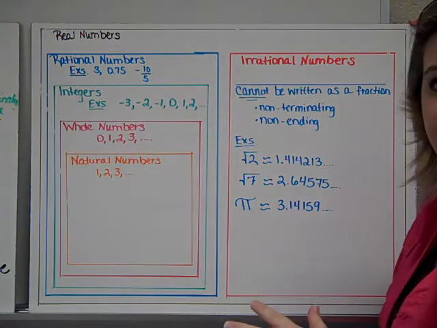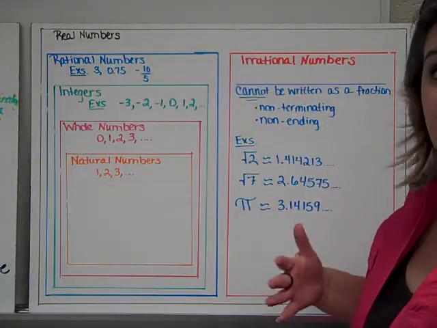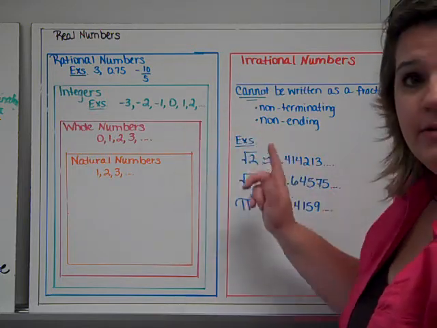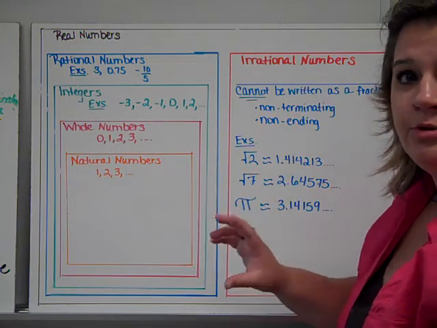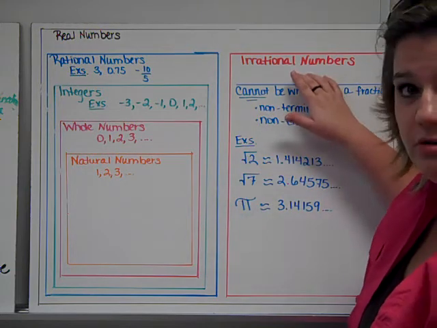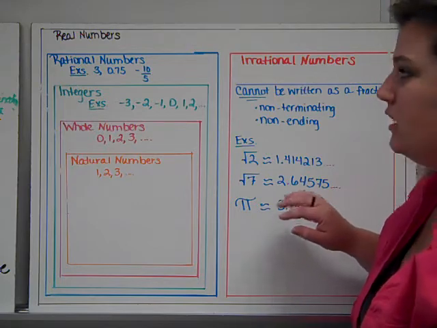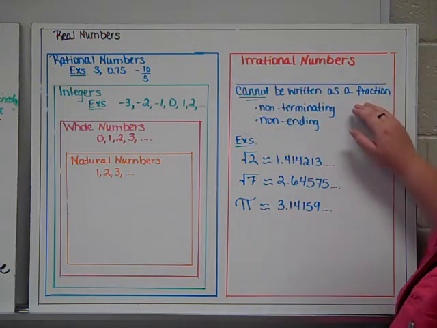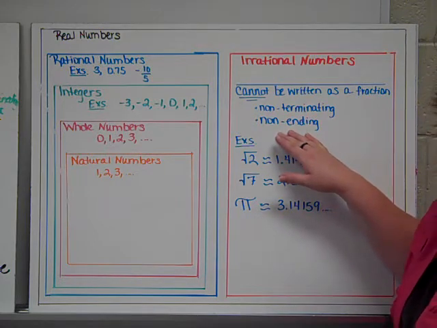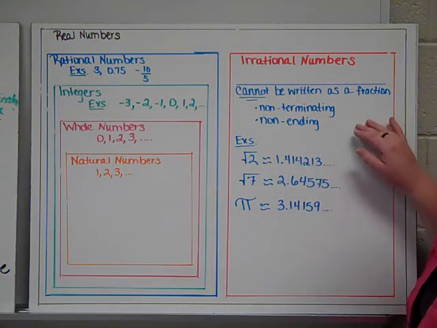So here's a Venn diagram for you. Our whole number set that we're dealing with is classified as real numbers. We have two subsets in the real number system, classified as rational numbers and irrational numbers. So let's talk about the irrational. Remember, in the definition, we described that it cannot be written as a fraction. Those are non-terminating and non-ending decimals. There's no pattern. They don't end.